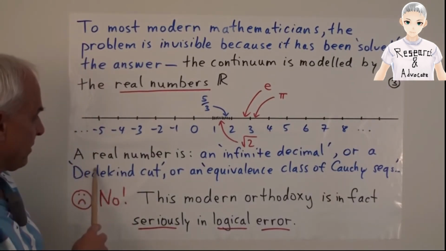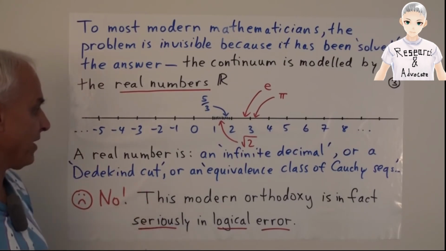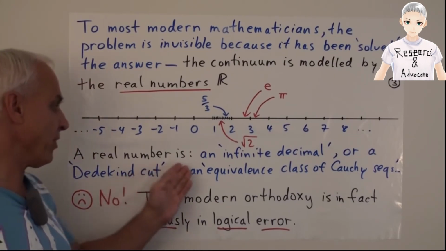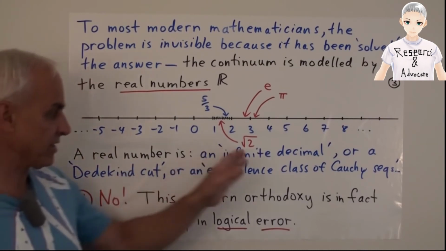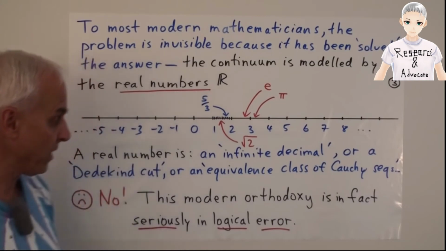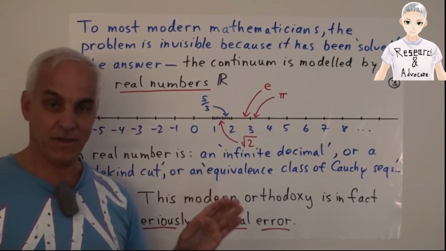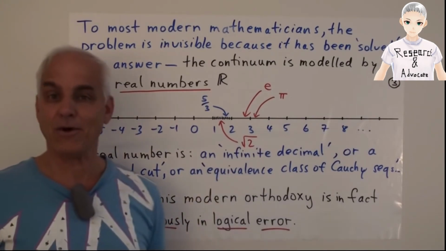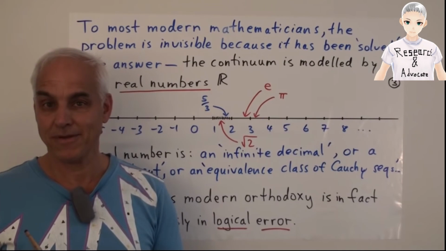There are various clichés that people learn. Students learn to recite the statement that a real number is an infinite decimal, or perhaps a Dedekind cut, or perhaps an equivalence class of Cauchy sequences, and there are other possibilities too. But when you actually look carefully, try to find a place where the theory of any one of these is clearly laid out, well, then the logical problems become pretty obvious.